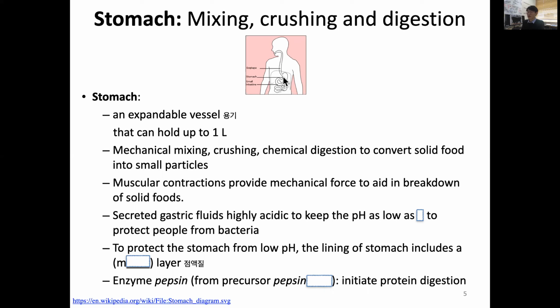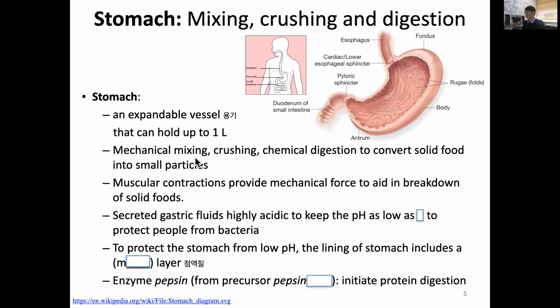And what's interesting with the stomach is that it is kind of an expandable vessel that can hold about 1 liter of volume. And there comes mechanical mixing, crushing, and chemical digestion to convert solid food into small parts. For that, the stomach has to be covered with muscles.